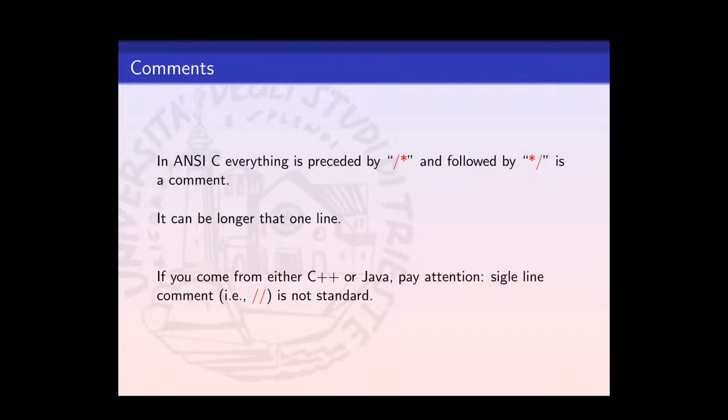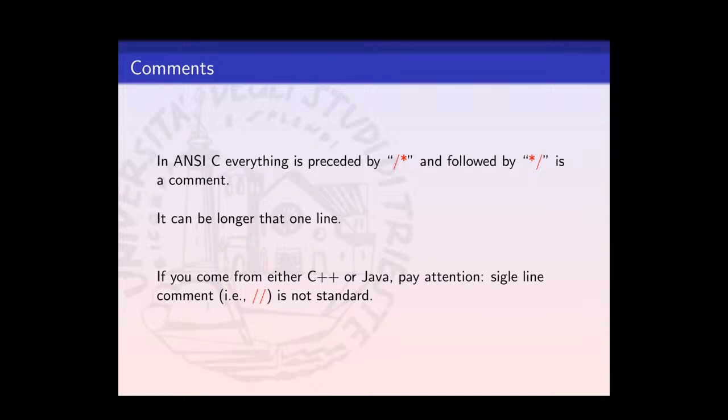In the standard C, which is ANSI C, so ANSI means the standard of C, we have exclusively one way to write a comment, and this way is the one you can see on the slide. So we have a slash, a star, the comment, a star, and a slash. And this is the only way you can write a comment inside an ANSI C program.